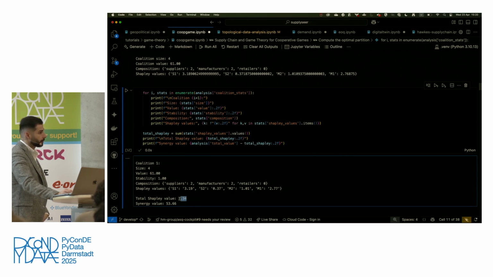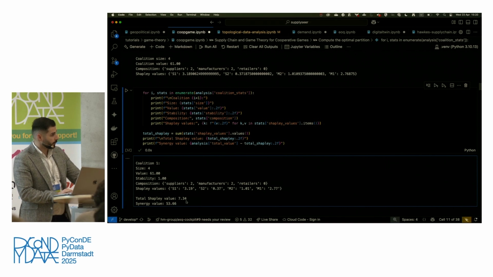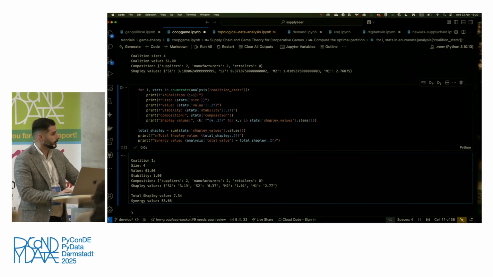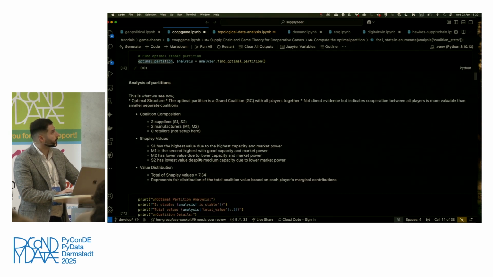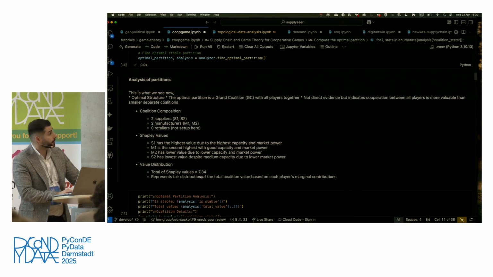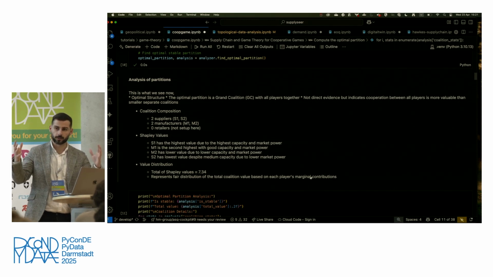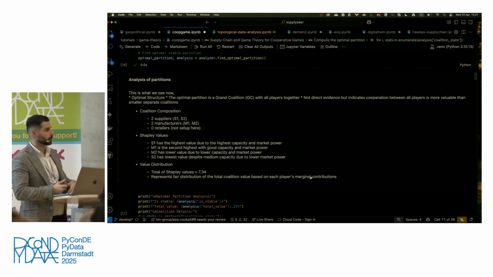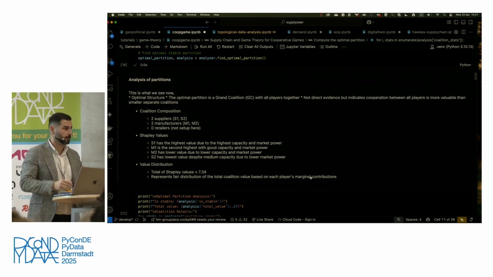We have a total Shapley value of 7 and a synergy value of 53. Now don't quote me on this one, but if it's too high, that indicates a power structure which is unstable. Let's look at what the definitions are. The Shapley values distribution represents a fair distribution of the total coalition value based on each player's marginal contributions. So there is no asymmetric power structure. That means so far, nobody's larger than the other in terms of market power, in terms of costs. Nobody can control the power dynamics more than the other.